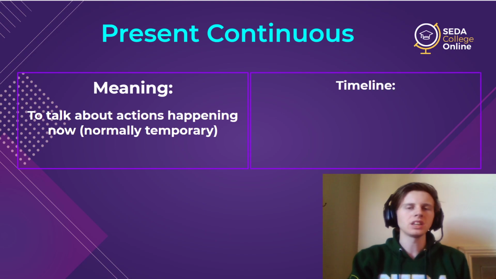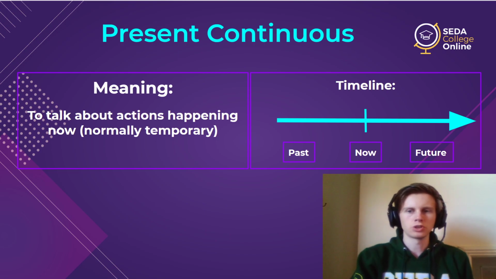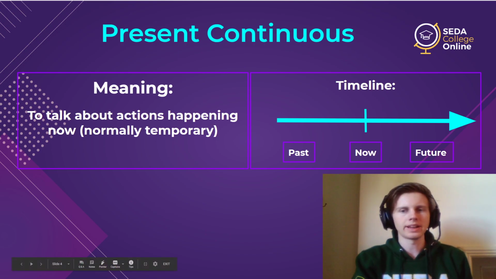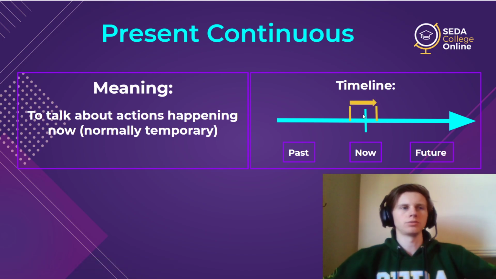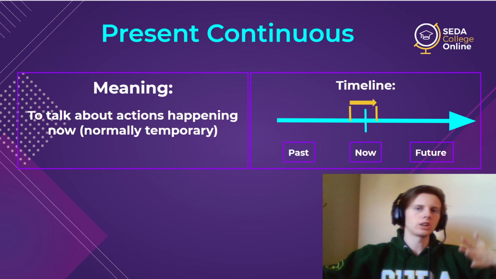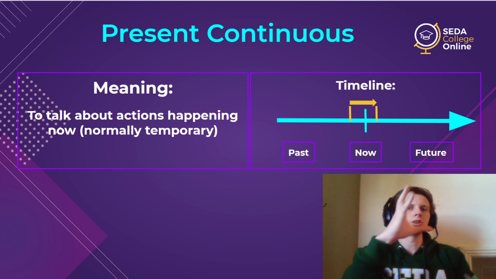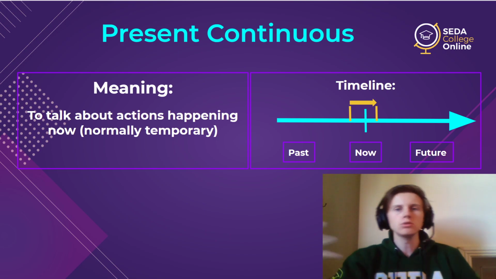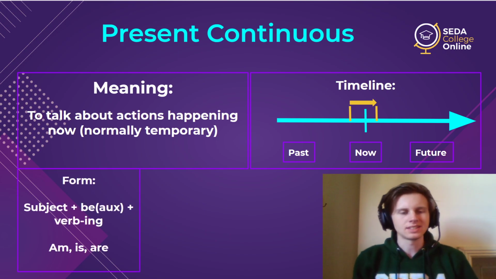So if you think about this one on a timeline, you've got the past, now, and the future. And so you're talking all about right here, and you're talking about things that are in process around you, things that are changing, are moving, and are happening right now. It's always that idea about process. You're always going to be things that you can see happening, you can see changing, you can see moving, all of that. And as you're very aware, you make it with the subject, your be auxiliary, and verb ing.